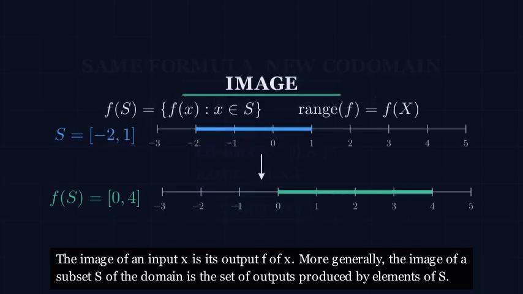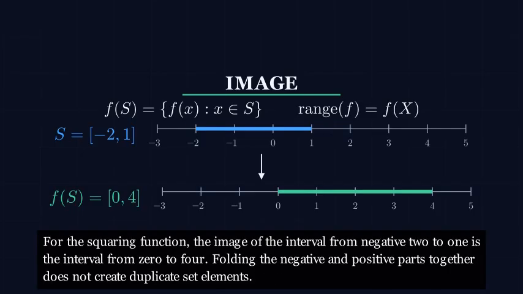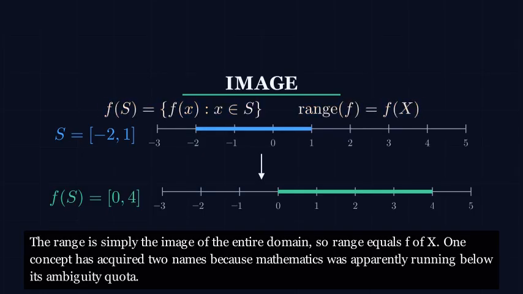The image of an input x is its output f(x). More generally, the image of a subset S of the domain is the set of outputs produced by elements of S. For the squaring function, the image of the interval from -2 to 1 is the interval from 0 to 4. Folding the negative and positive parts together does not create duplicate set elements. The range is simply the image of the entire domain. So range equals f(X). One concept has acquired two names because mathematics was apparently running below its ambiguity quota.